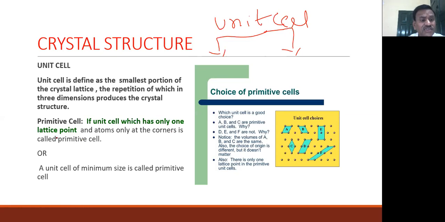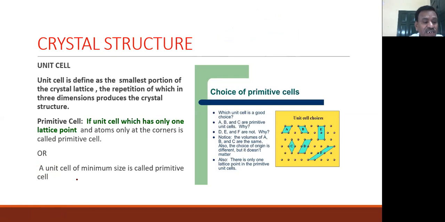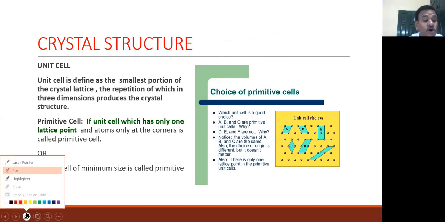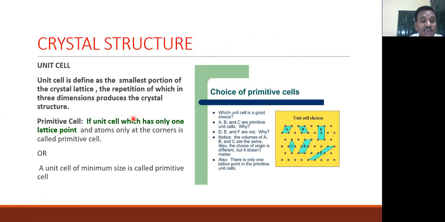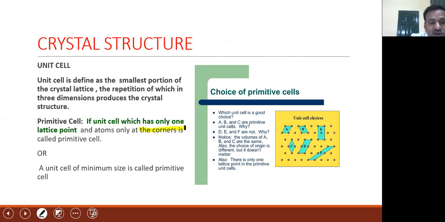atoms only at the corners, and that is called the primitive cell, students. The atoms are present only at the corners. Remember, if a unit cell has only one lattice point and atoms are present only at the corners, it is called a primitive cell. What is one lattice point? I will tell you in another 2 minutes. Remember, atoms are only at the corners. Such a cell I will call a primitive cell.